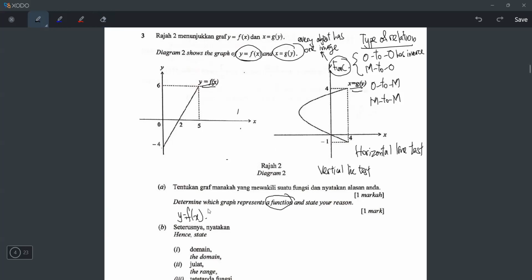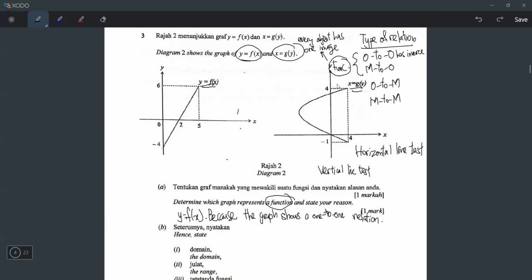Okay. But they say give you a reason, right? Because this is a one-to-one relation, right? So because this graph shows a one-to-one relation. Okay, one-to-one relation. But of course you can use another method to determine which one is a function. Let me explain. So this one is the answer, right?